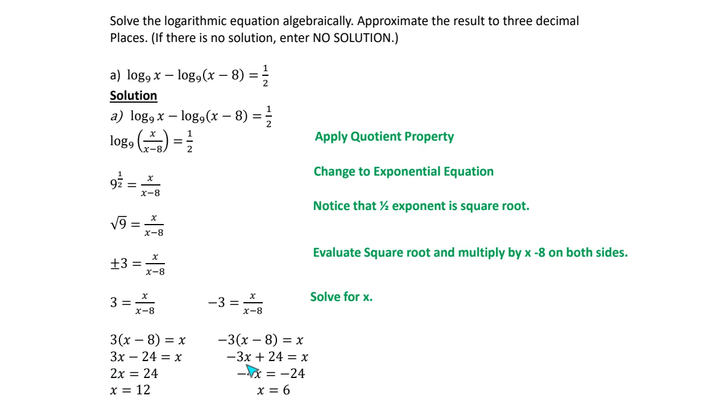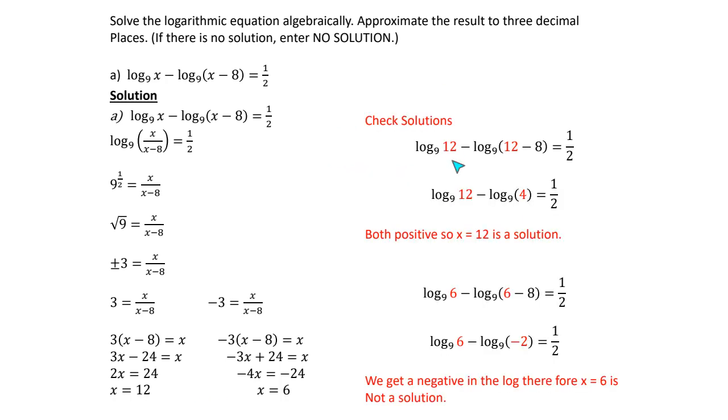And on this side, if we subtract the x, we get negative 4x divided by negative 24, which is going to be 6. So 12 and 6 are potential solutions. So let's check if they work. So if I plug in 12 for x right here, that's positive, that's okay. And 12 minus 8 is 4, so that's positive.